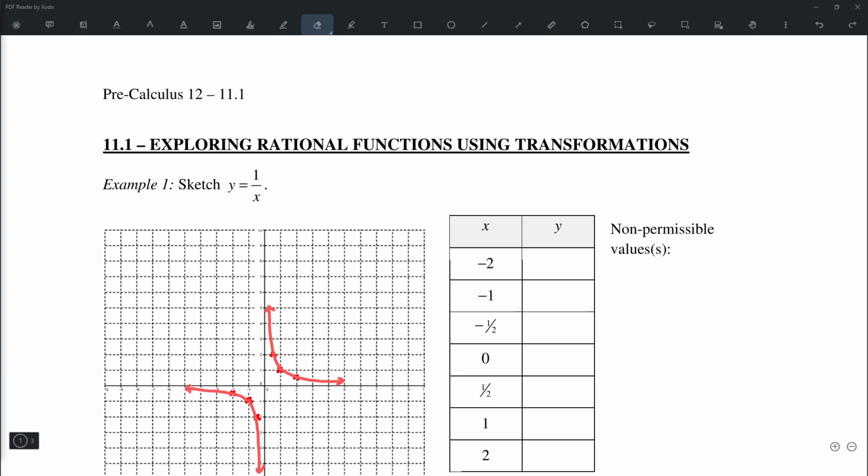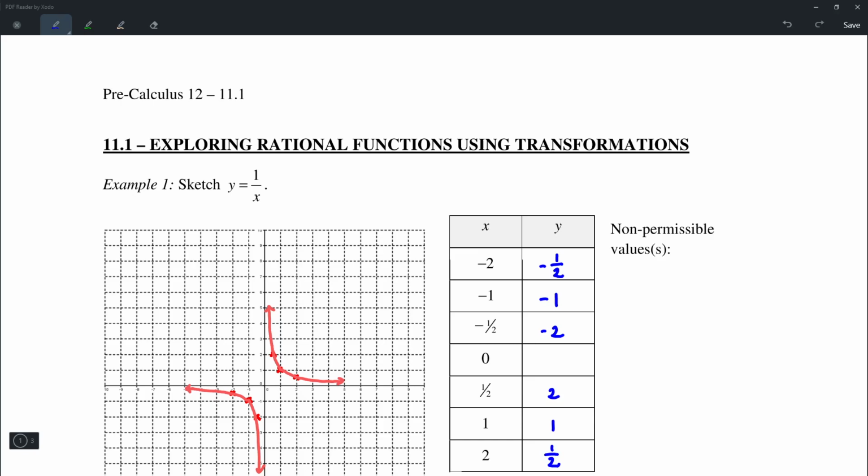Hello everyone. So today we're going to go over section 11.1, exploring rational functions using transformations. So in example 1, we're going to sketch the function y equals 1 over x, and we're going to do so by using a table of values. And we can simply find the reciprocal of each of the x values. So negative 1 over 2, negative 1, negative 2, 2, 1 and a half.